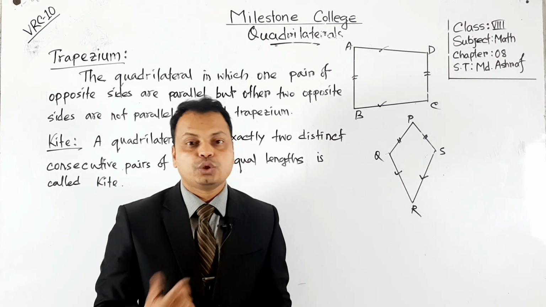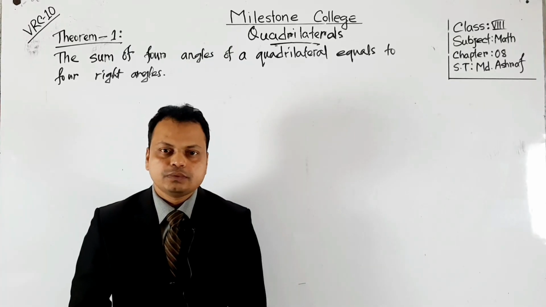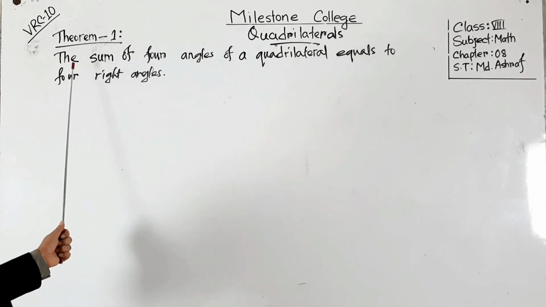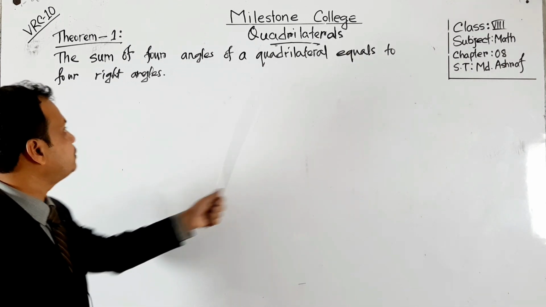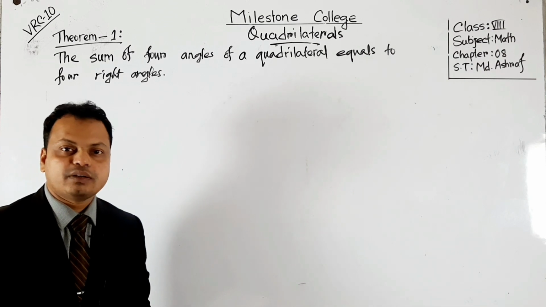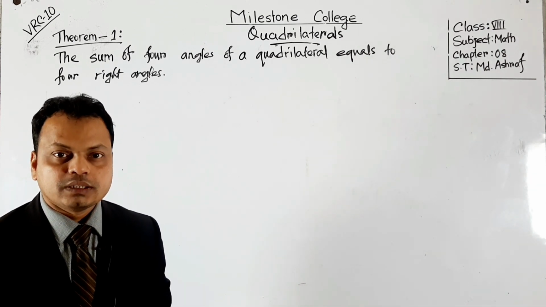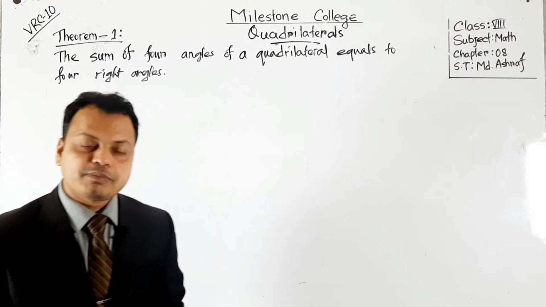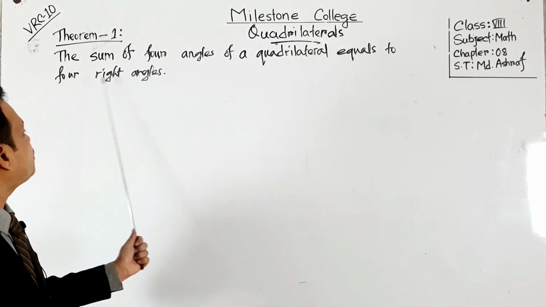Now we will do theorem 1. Theorem 1: the sum of the four angles of a quadrilateral equals 4 right angles. So what have we got? In a quadrilateral we have 4 sides and 4 angles. The question is that we have to prove the sum of the 4 angles will be equal to 4 right angles.